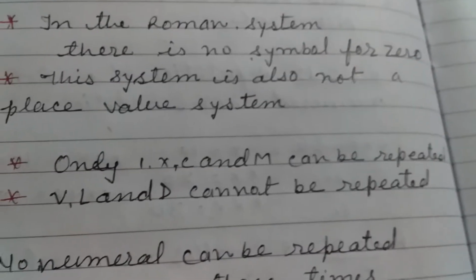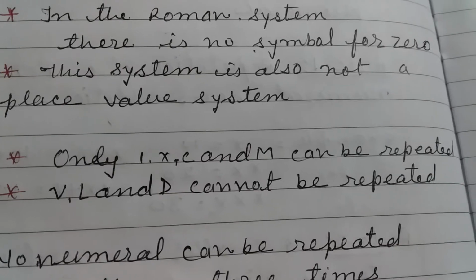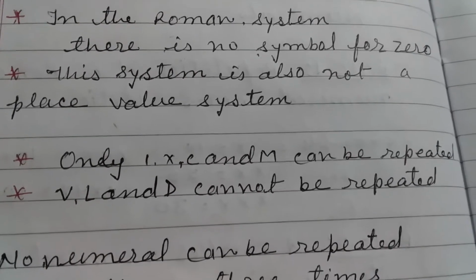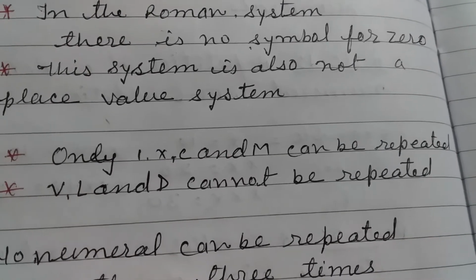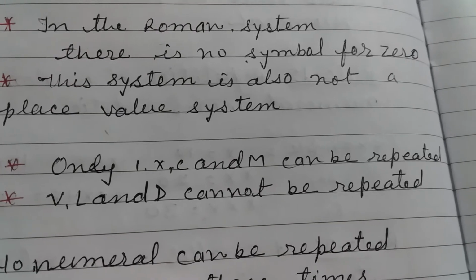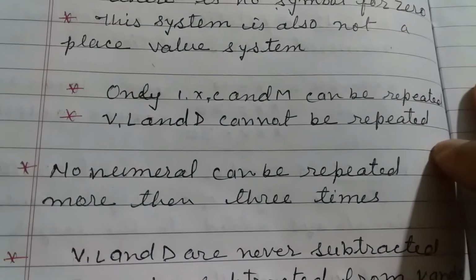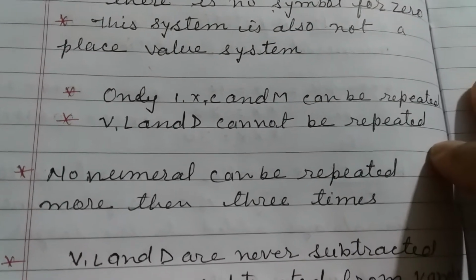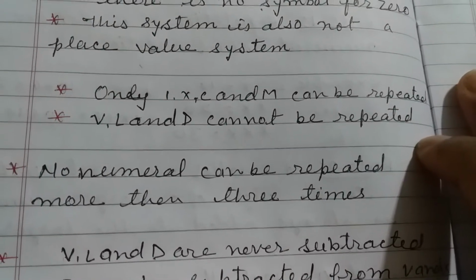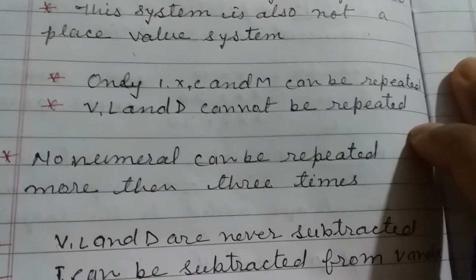Then only I, X, C and M can be repeated. Remember that only I, X, C and M can be repeated, and V, L and D cannot be repeated. In any system you must not repeat them. No numeral can be repeated more than 3 times. You have to write only 3 times. Suppose XXX, it means 30. 40 means XL; don't write XXXX.